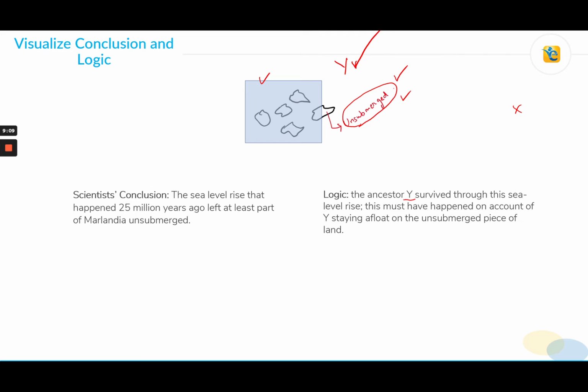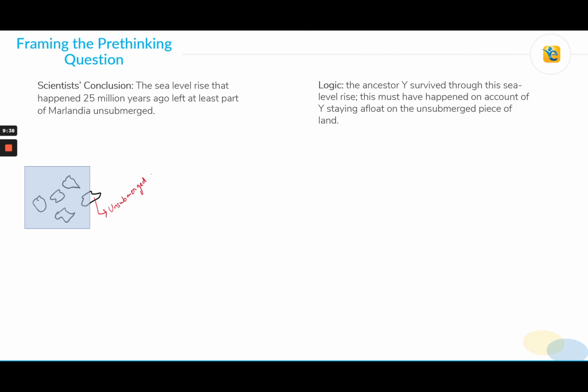And if there was some unsubmerged piece of Marlandian land, that means that there must have been some piece of land that is unsubmerged. That's the conclusion. That's the logical basis behind the conclusion. All right. Now, this is what I mean when I say you're extracting the logic from all the information given in the argument. The logic behind the conclusion is just simply this point: the fact that Y survived the rise in sea level. Okay. So if this is clear, now let's do our pre-thinking.